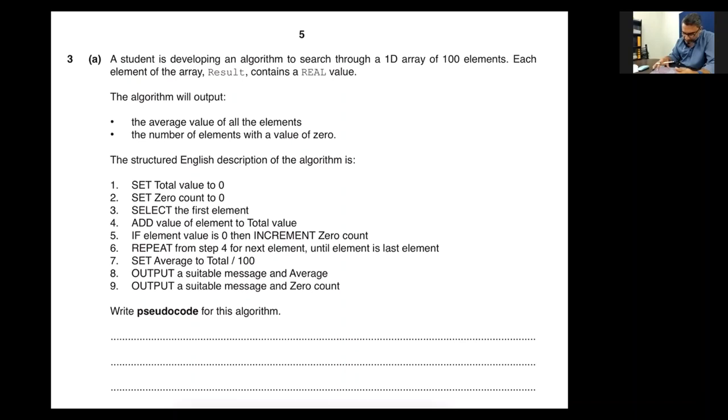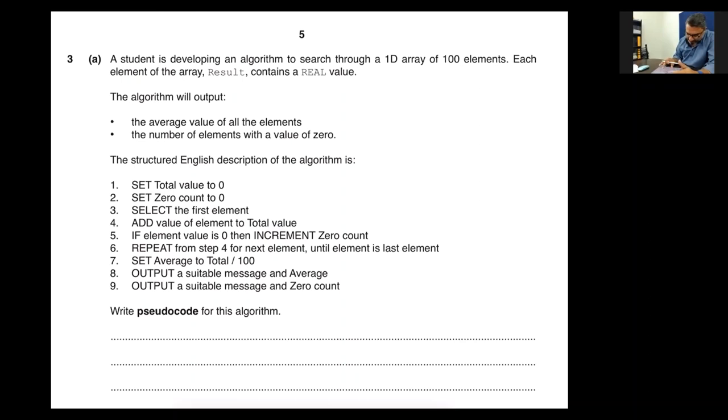So if result I is equal to 0.0, since it is a real number, we have to check if it is 0.0 or maybe another zero. If the value is like 0.5 or whatever, then we don't count it. Otherwise zero count is equal to zero count plus one. We counted it, and then next I. Repeat from step four for the next element until the last element. So next I.